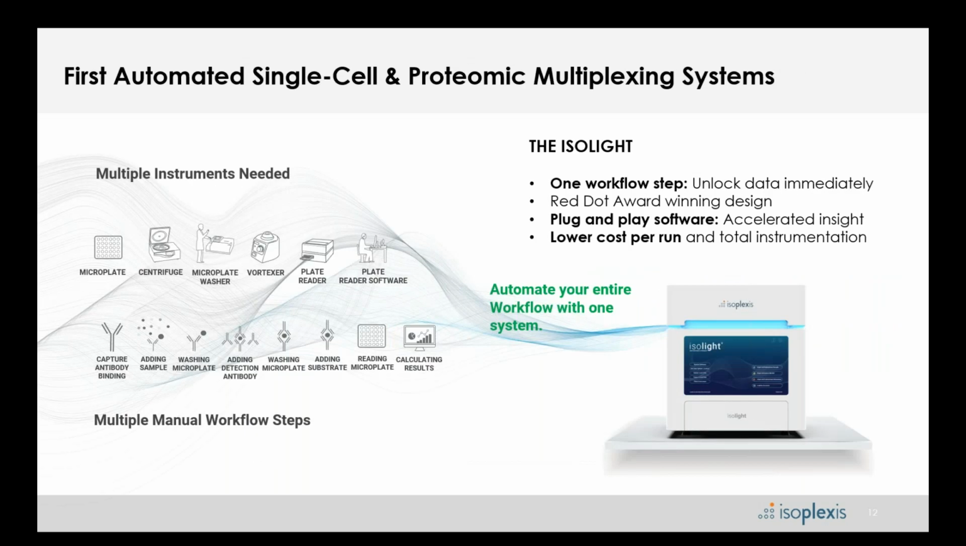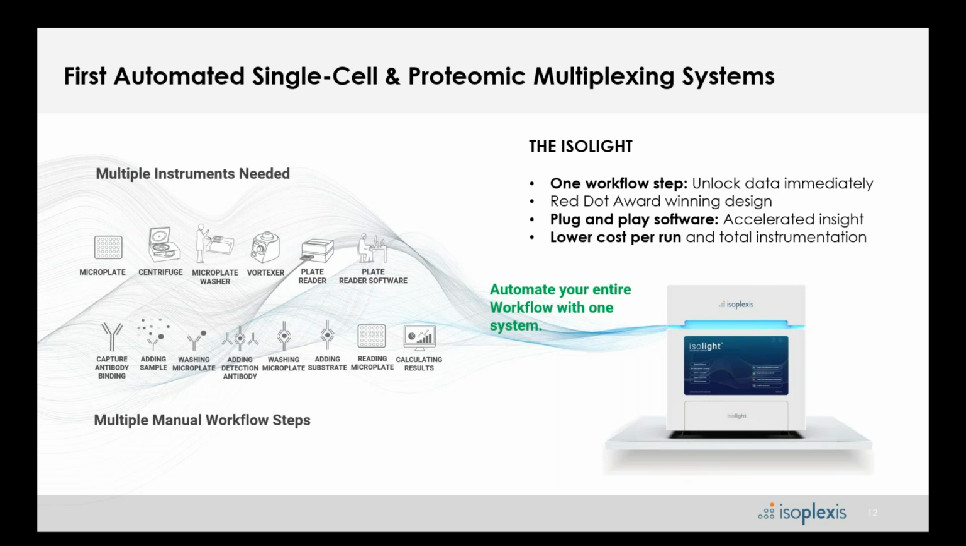The IsoLight platform enables full automation of your entire proteomics workflow with one system, giving you the ability to run an entire multiplex ELISA workflow in a completely automated and hands-off manner. Traditional multiplex bulk ELISA platforms require multiple instruments and multiple personnel, in addition to long wait times for data analysis. And with the IsoLight, you can add your sample and walk away, achieving fully analyzed data on the same day.